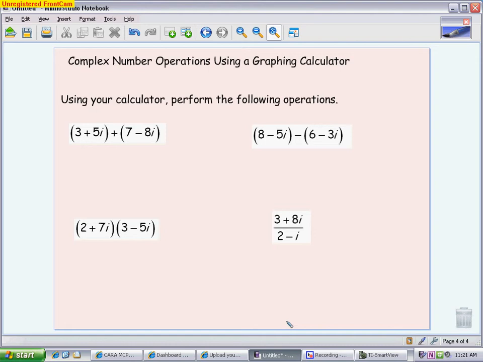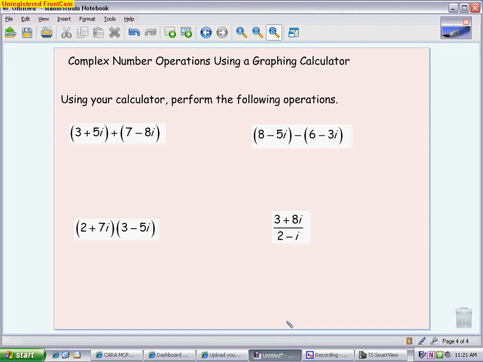Using your calculator, perform the following operations. So we are asked to do 1 addition, 1 subtraction, 1 multiplication, and 1 division. Now, addition and subtraction, you definitely can do these without a calculator. You may want to do it without a calculator and then check your work with a calculator. We talked in class about when you are adding complex numbers.